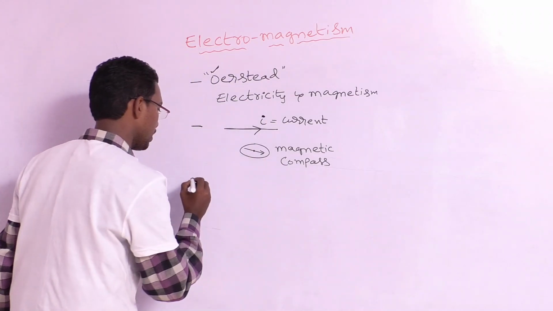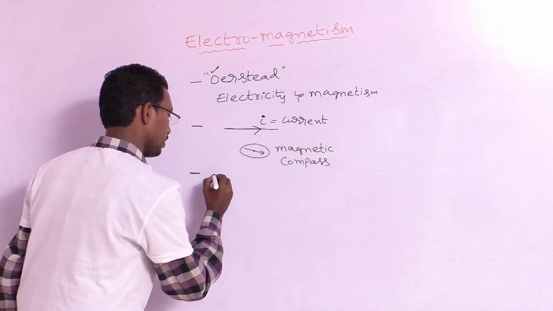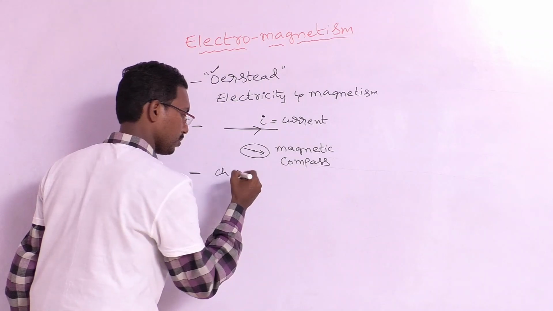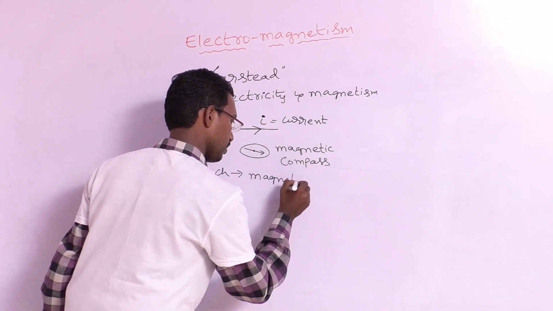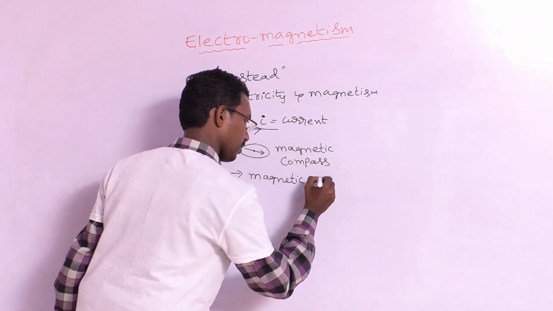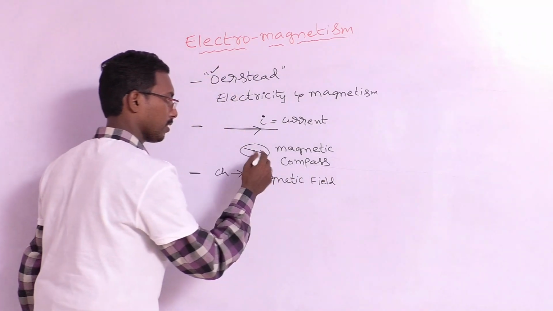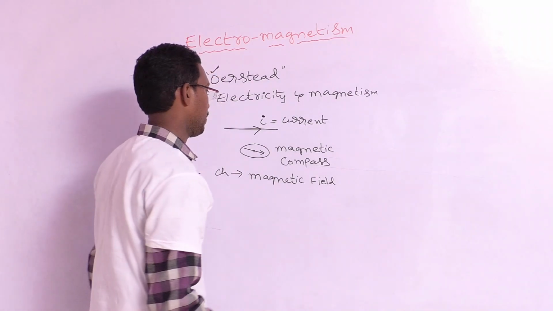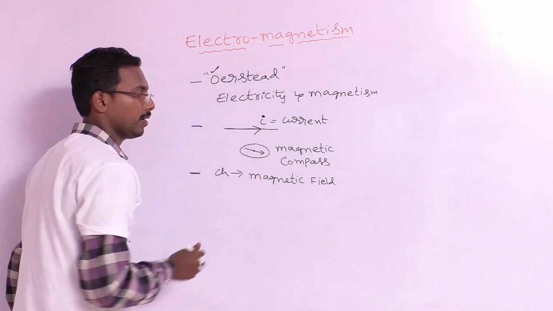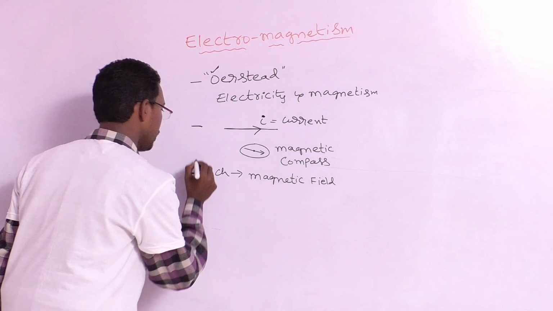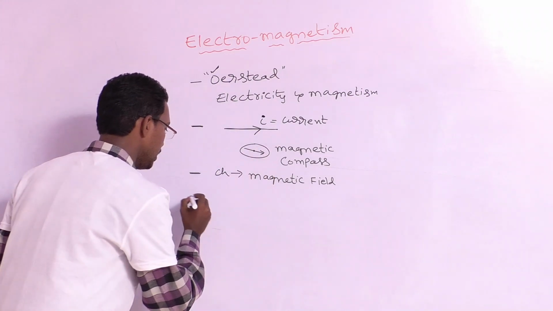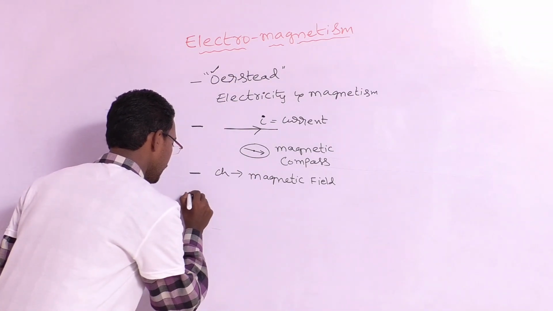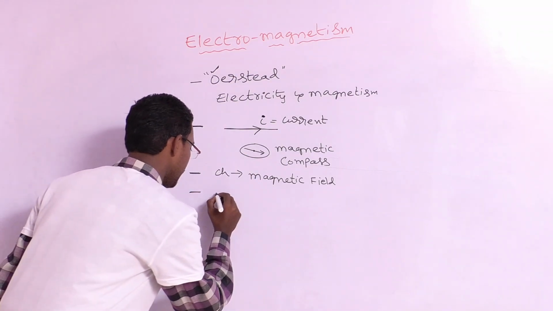He concluded that charge can produce another field known as a magnetic field. This magnetic field is responsible for the deflection in the magnetic compass. So that is the fundamental experiment. Later we will deal with the kind of force acting here, known as magnetic force, and the concept of the magnetic field.